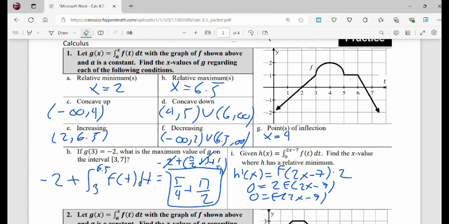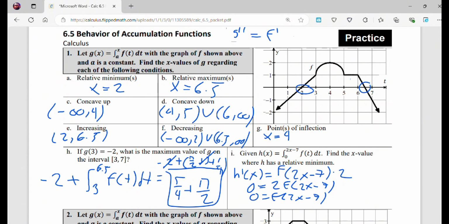When does f equal 0? So f is going to be 0 at 2, whoops, I have the eraser on, at 2 and 6.5. But since it's asking for a relative minimum, we're only going to take the value at x equals 2 because it's going from negative to positive, right?